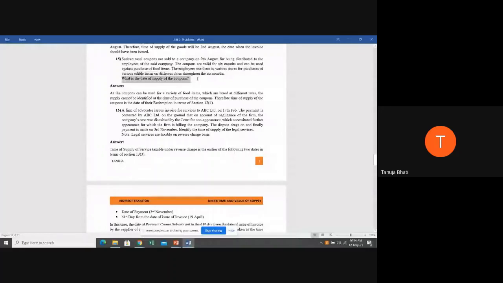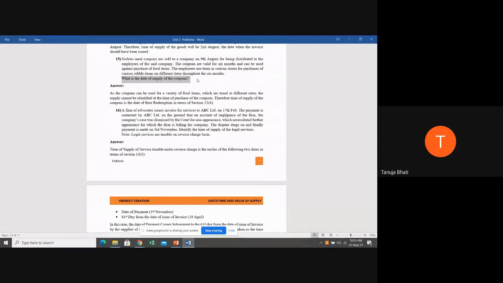Students, just to summarize the question, on 9th August the coupons were distributed, okay, were issued, and that coupon can be redeemed only against food items, but it can be any food items, and that coupon is valid only for 6 months. It can be redeemed in any particular food store for up to a period of 6 months, on the purchase of any food item. So can anyone tell me what is the time of supply in respect of this particular problem?